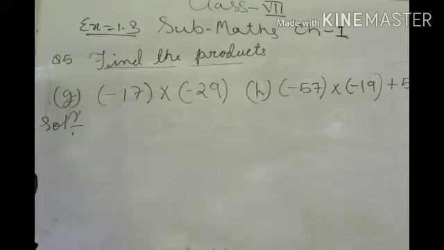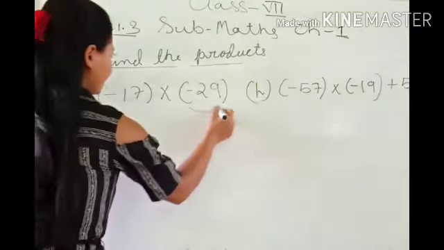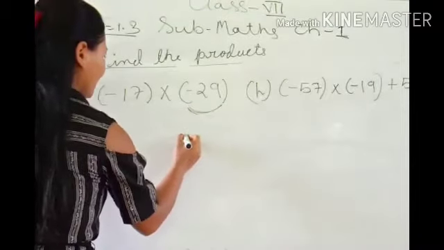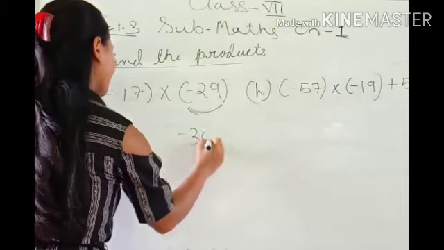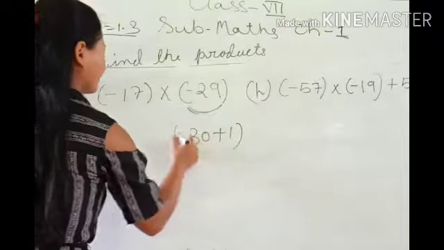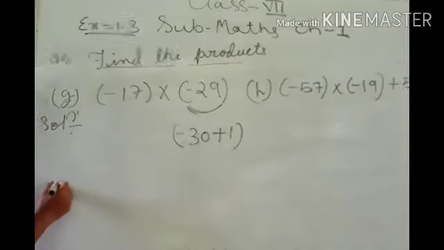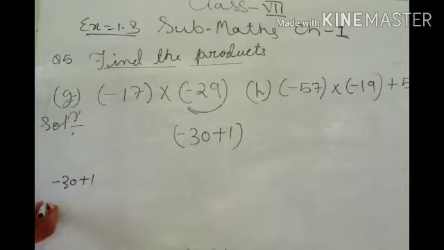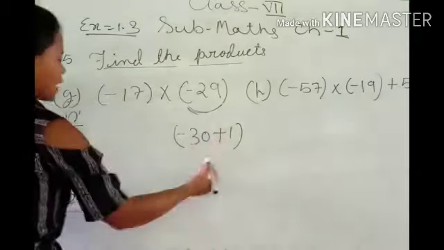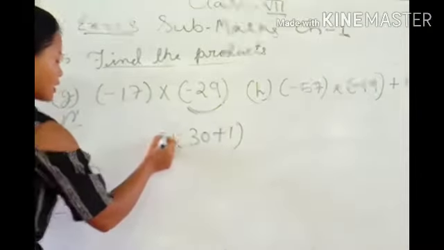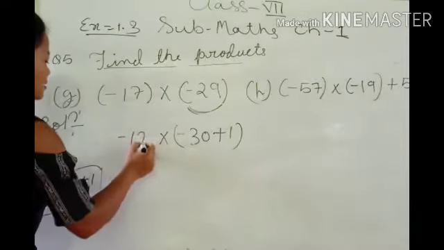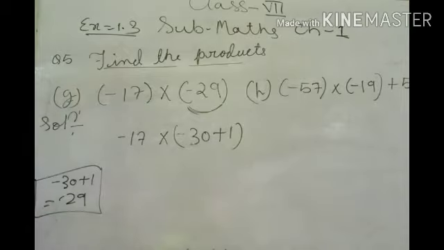D. Minus 17 multiply minus 29. Now what will I do? I will write this in expanded form. I will write minus 30 plus 1. If you solve minus 30 plus 1, what is the answer? Minus 29. So in place of minus 29, I will write minus 30 plus 1. Then multiply with what? Minus 17. So multiply with minus 17.